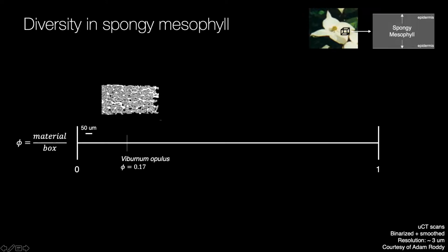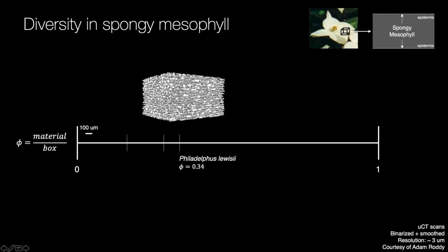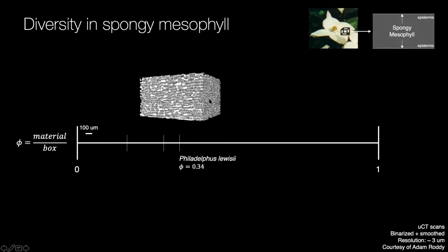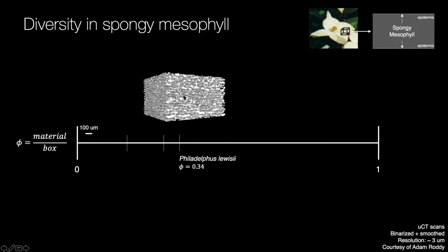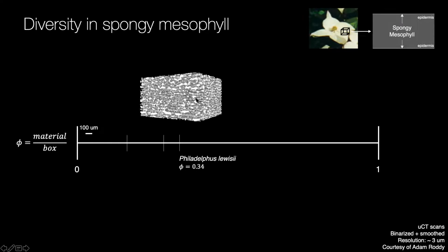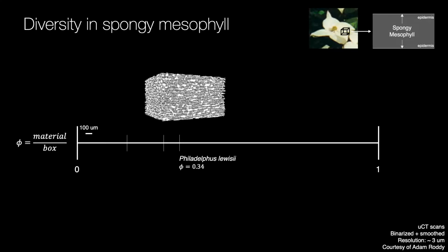So now it's not this isotropic porous network. It's still porous, but there's sort of alignment of the cellular material in a specific direction. If we go a little bit denser, we have this Philadelphus, which is also aligned and even denser. It's almost like you had a bunch of cells that were really long pencils, and they were all pointing sort of along a specific axis.